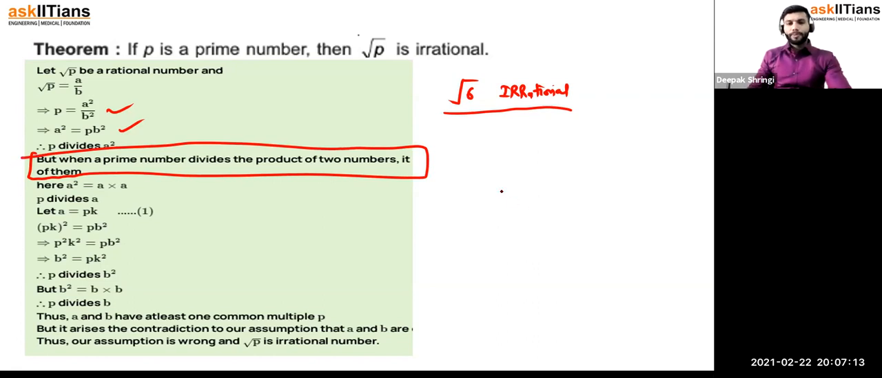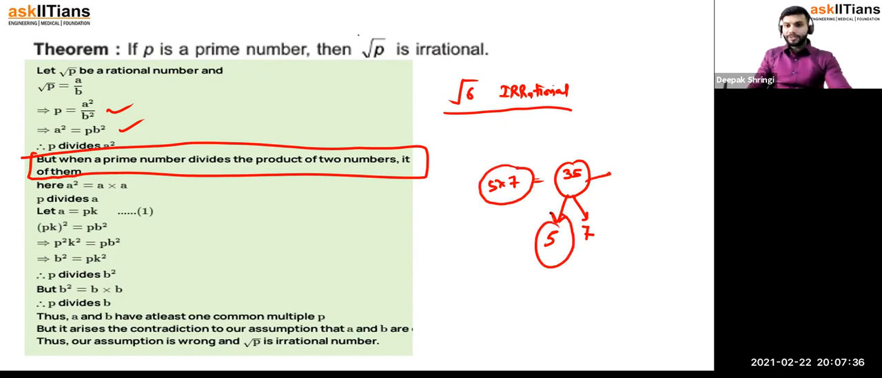Listen, for example, let me tell you, take any number. Okay, 5 into 7, 35. There is a prime number which divides 35. So let's say the prime number is 5. So 5 divides 35 and 7 divides 35. There are only two numbers which divide it, right? So 35 is 5 into 7. So 5 is dividing because 5 is dividing one of the factors. 7 divides because 7 is dividing one of the factors, right?